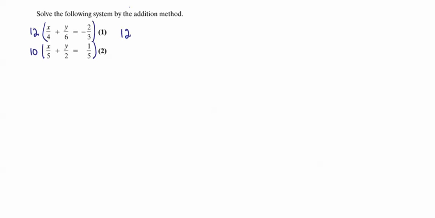write these out over on the side, distributing the 12 to each term in the top equation. 12 times x over 4, 12 times y over 6, and 12 times negative 2 over 3. Alright, so the way we look at it, 12 divided by 4, that's 3. 3 times x is 3x.